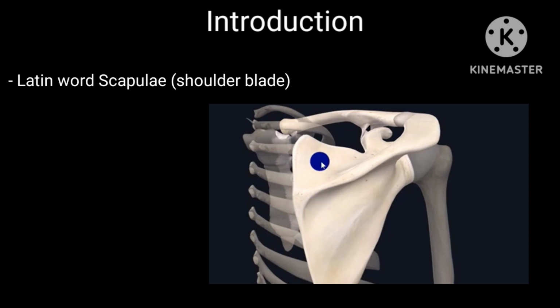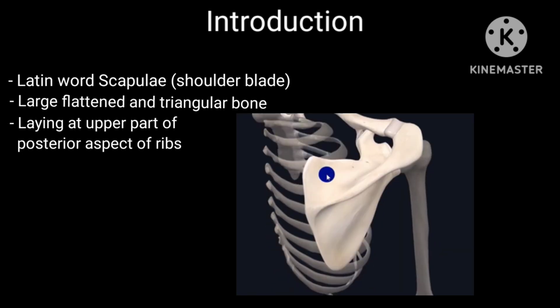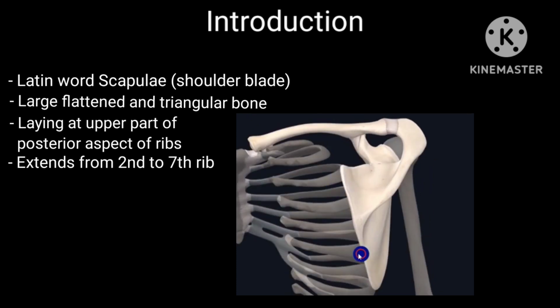Introduction to scapula. The word scapula is derived from the Latin word scapulae, which means shoulder blade. The scapula is a large, flattened and triangular bone located in the upper part of the posterior lateral aspect of the thorax, extending from the second to the seventh ribs.